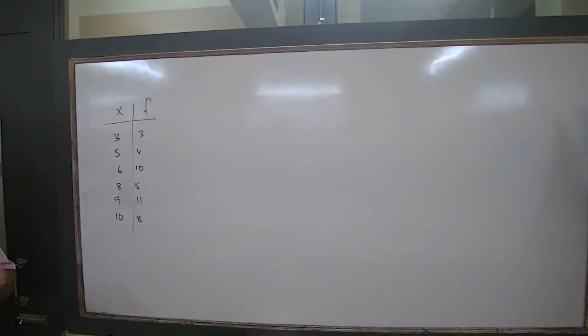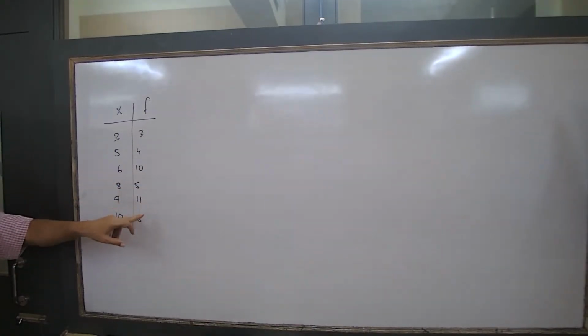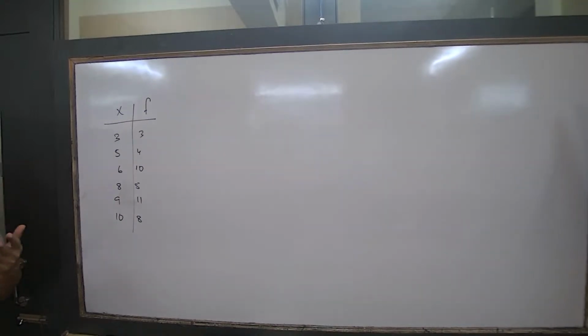Suppose the passing mark is more than 5, how many students passed in the exam? How will you do it? More than 5, which are they? These 3. Add all these: 10 plus 5 plus 11 plus 8. That is the answer, 8. Okay. Understood or not?